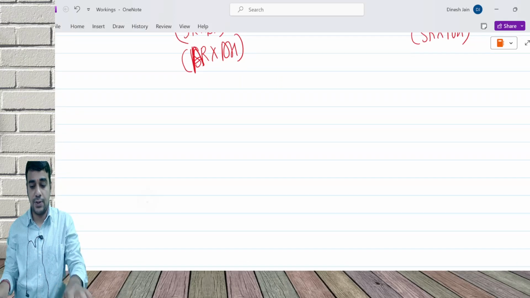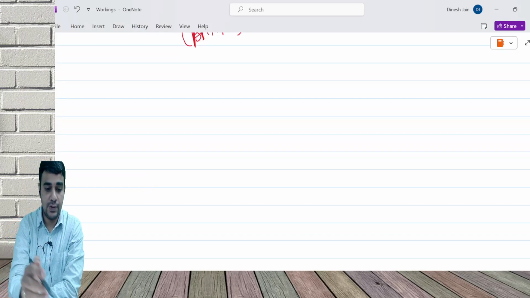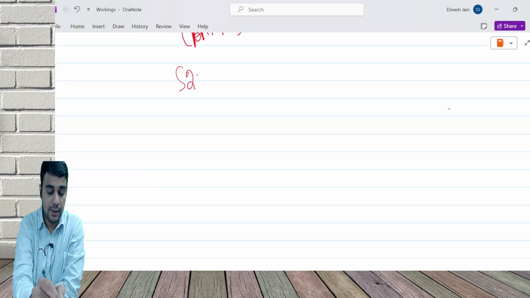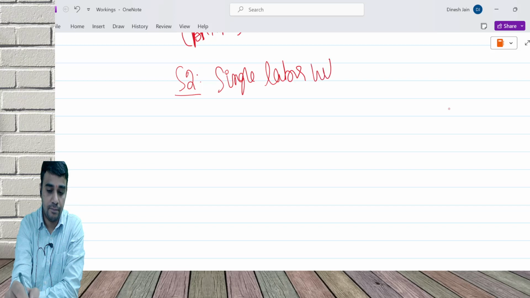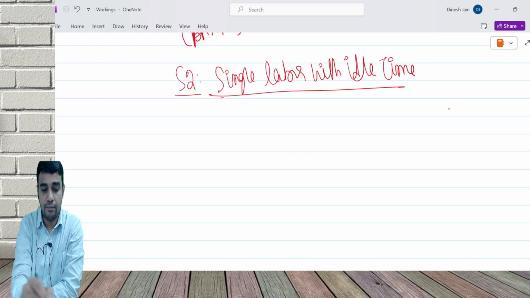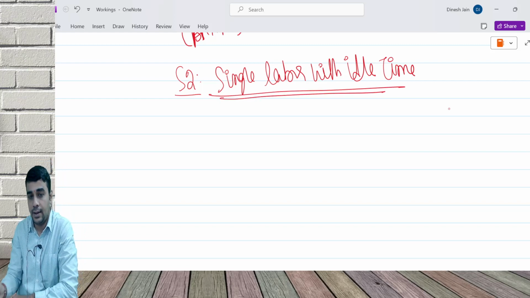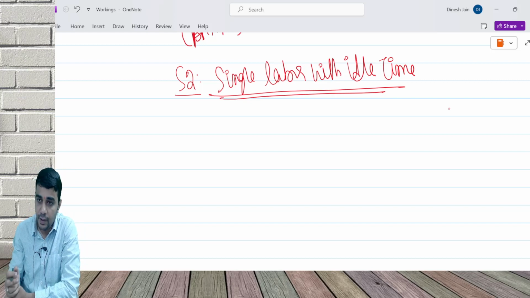Next, situation 2. Single labor with idle time. Now, what is idle time? This refers to the time during which work did not happen, but still you had to pay the employees.